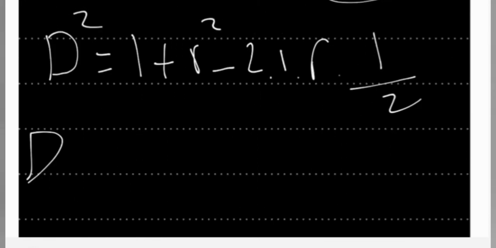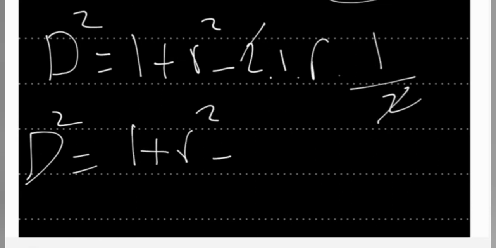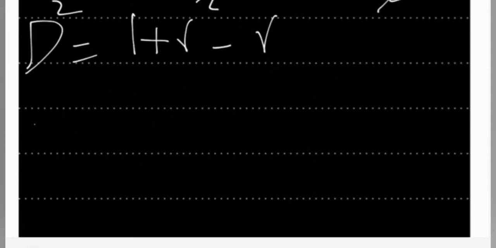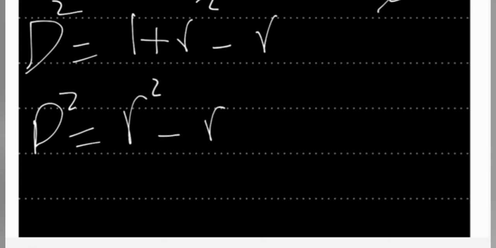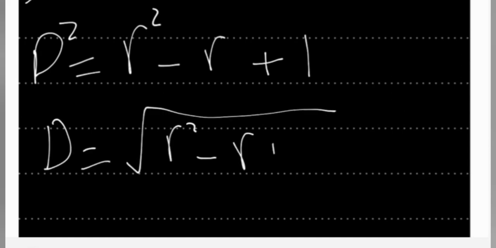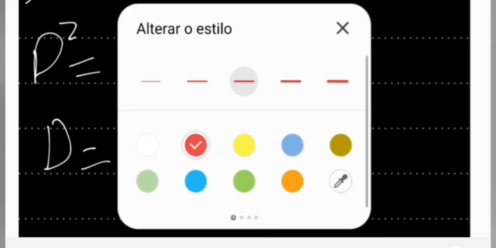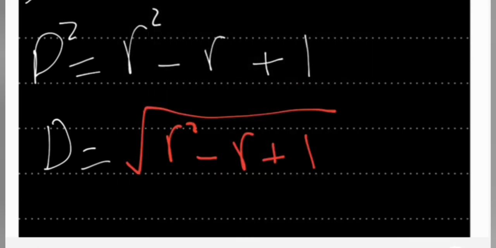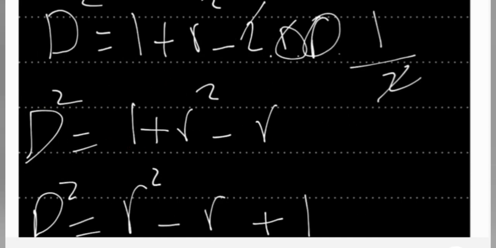So we have that d squared is equal to 1 plus r squared minus, now 2 divided by 2 is 1, 1 multiplied by r is r, okay? So we'll have that d squared is equal to r squared minus r plus 1, okay? So d is equal to the square root of r squared minus r plus 1, okay? So this is our first answer, okay?